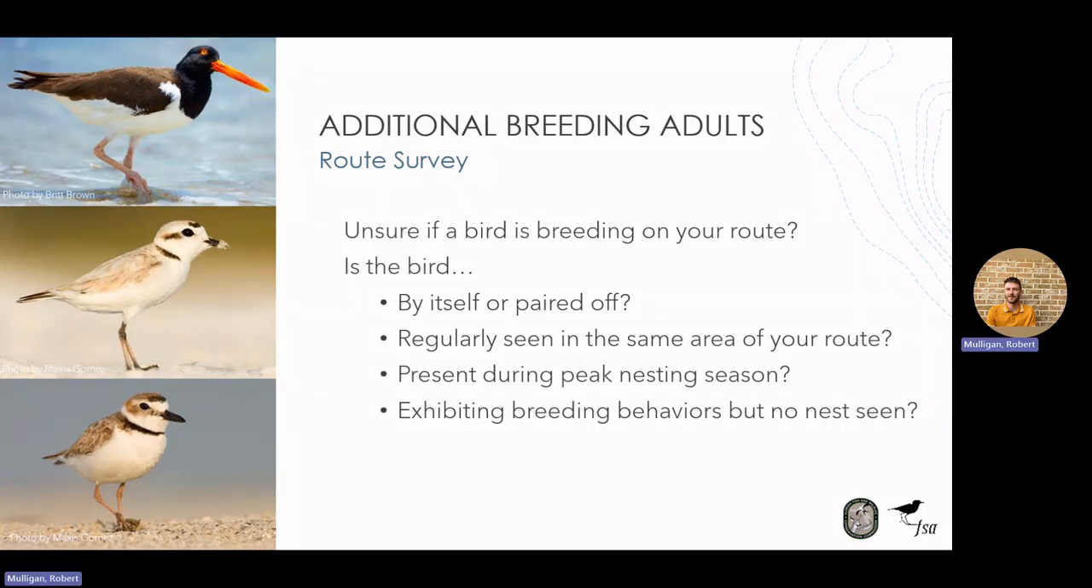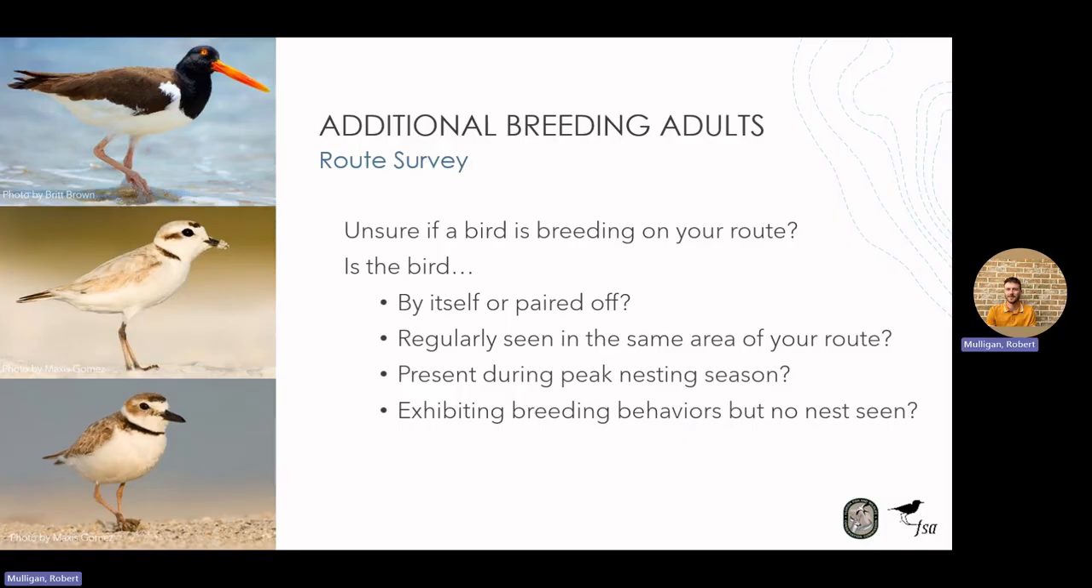Sometimes you'll find it challenging to determine if a bird should be counted as an additional breeding adult on your route. If you're unsure, ask yourself a few questions about the birds. Are they either by themselves or paired off with a potential mate? Have you been regularly seeing them in the same area on your route?